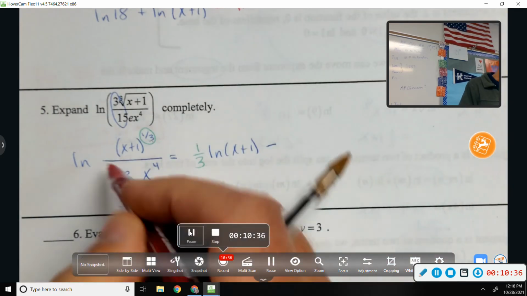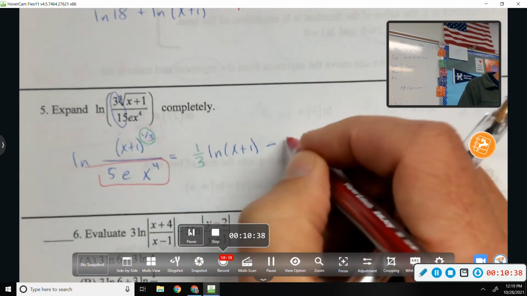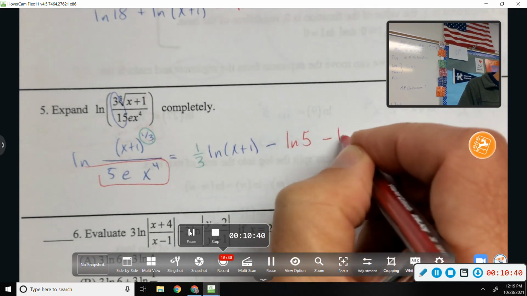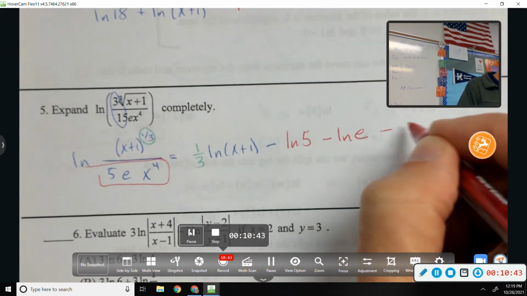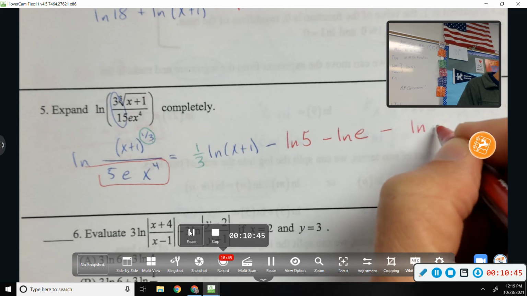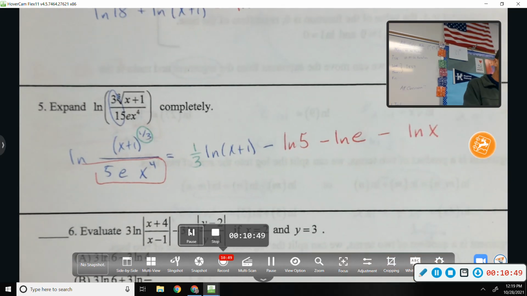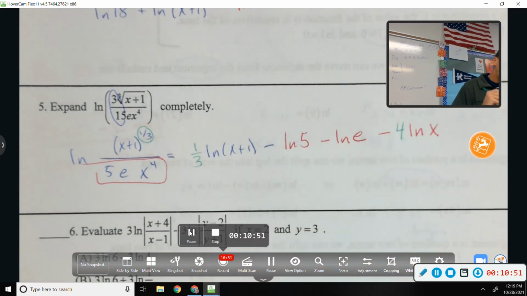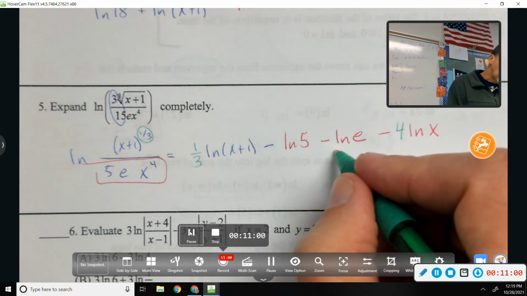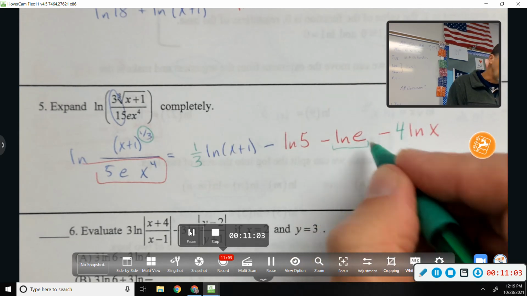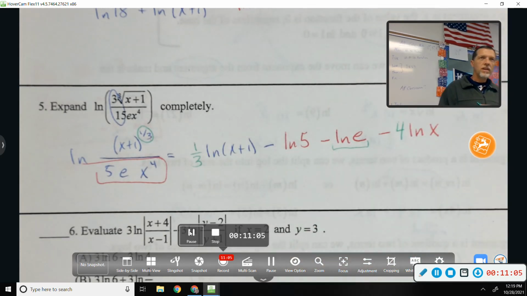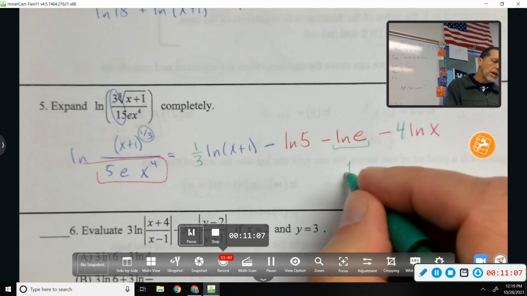And then all this stuff in the bottom is going to be minus, so minus natural log 5, minus natural log e, minus natural log of x to the 4th, but I could put the 4 out front. And there's probably only one more thing someone might do. What's the natural log of e equal to? 1. So they might replace that with 1.